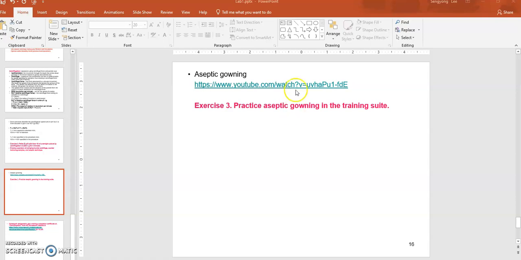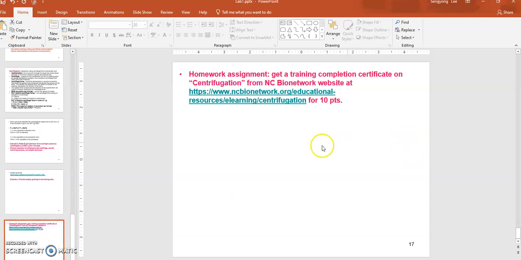So I want you to take a look at it, and then we can do the hands-on gowning exercise in our training suite. So that's the third exercise part here.